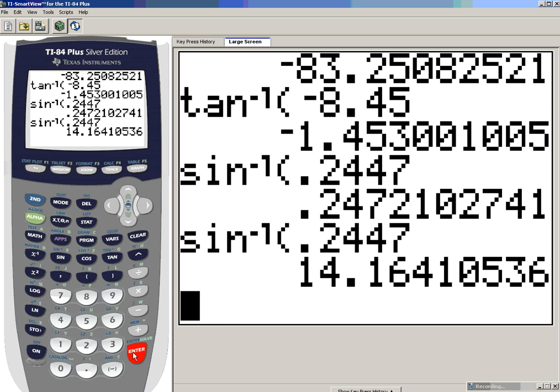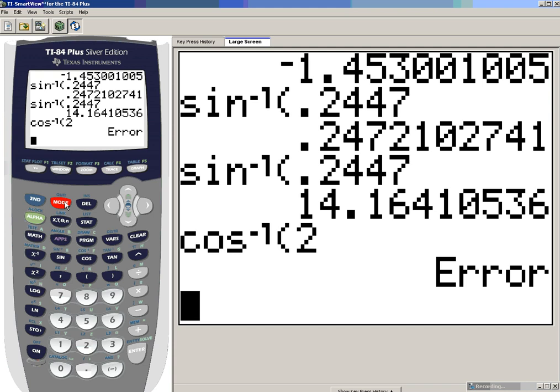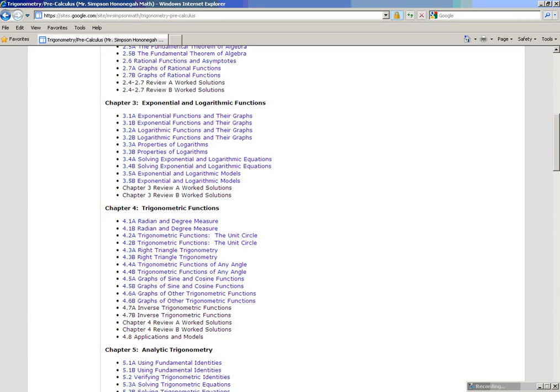Finally, the last one, arc cosine of 2. We're already in degrees, so let's stay there. Inverse cosine of 2. We get a domain error. Same reason, adjacent would be 2. Hypotenuse 1 is what we had in the previous one. That can't be done. That's why you get an error message there.